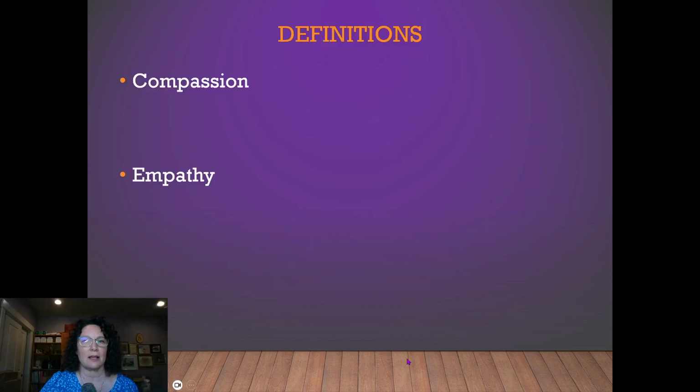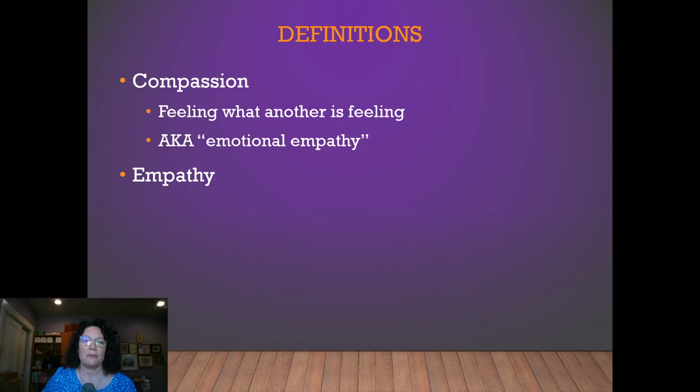Now, let's separate compassion and empathy in our minds. Compassion tends to refer to feeling what another person is feeling, having emotional empathy, being able to put yourself in their position and actually feel sad that they're sad. Imagine yourself in their situation so much so that you actually react as if you're in their situation. That's emotional empathy.